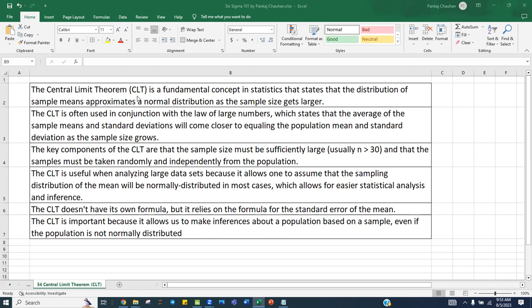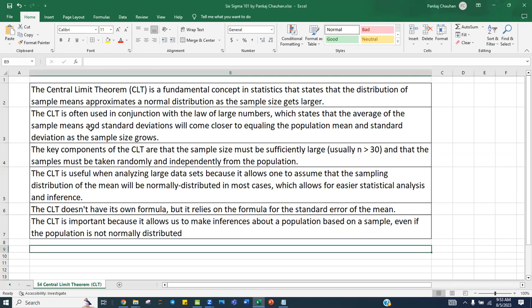Some theory about the Central Limit Theorem: it is a fundamental concept in statistics that states the distribution of the sample average, or sample mean, approximates a normal distribution as the sample size gets larger, or you collect more and more samples. In case your data is not normally distributed, even that data will try to fit a normal distribution. How? I will tell you.